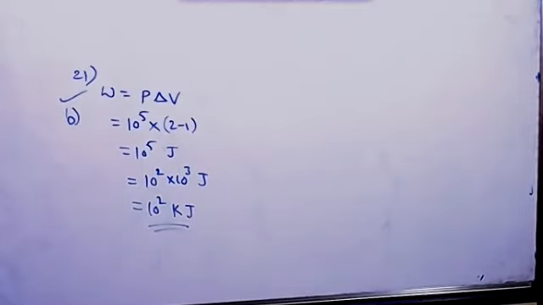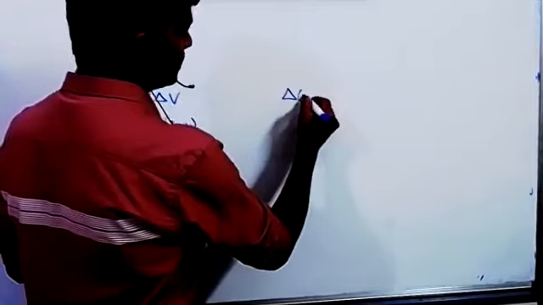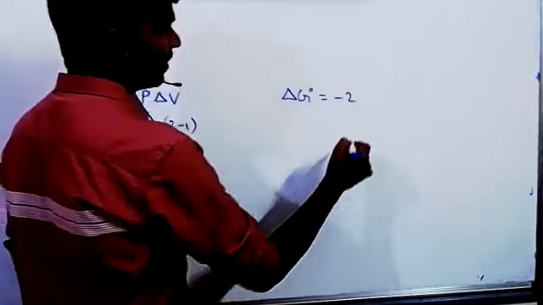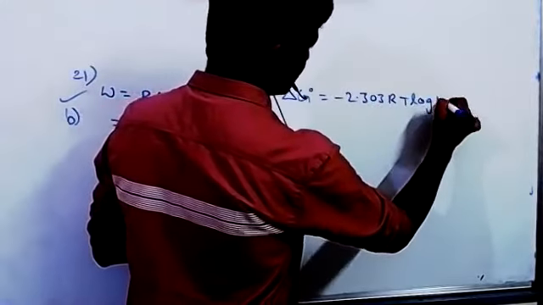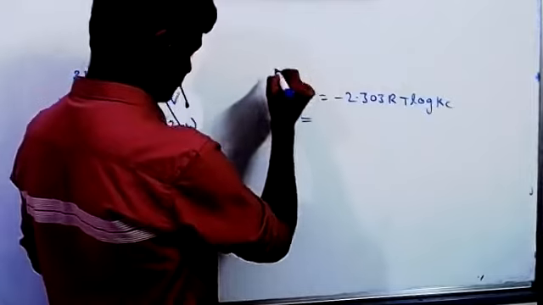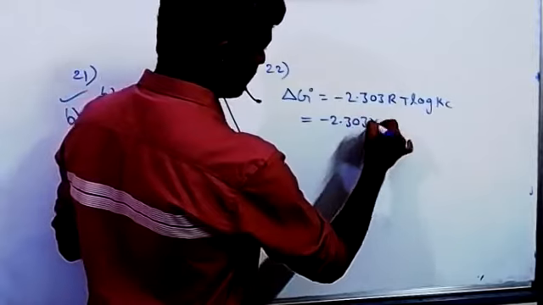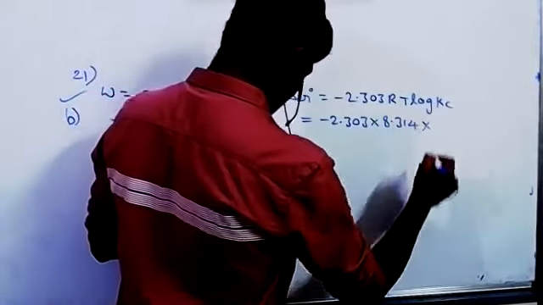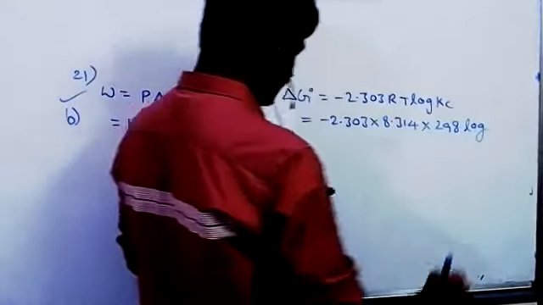(22) The equilibrium constant of a reaction is 0.008 at 298 Kelvin. The standard free energy change of the reaction at the same temperature is? Yesterday I gave you a relation between Gibbs free energy change, standard Gibbs free energy change, and equilibrium constant. Delta G naught is equal to minus 2.303 RT log Kc. Minus 2.303 into 8.314 into temperature 298 Kelvin into log Kc, which is 8 into 10 power minus 3.